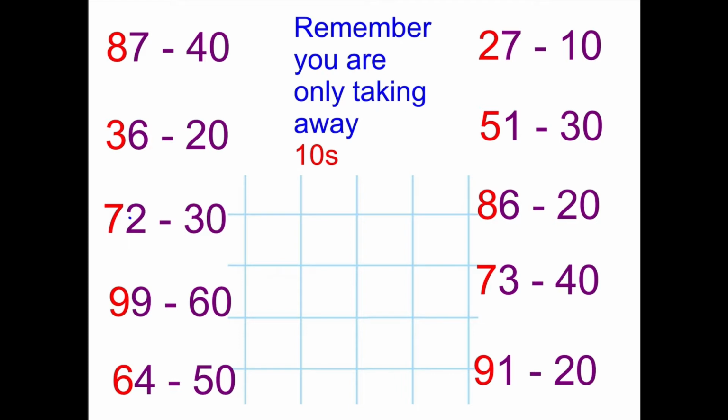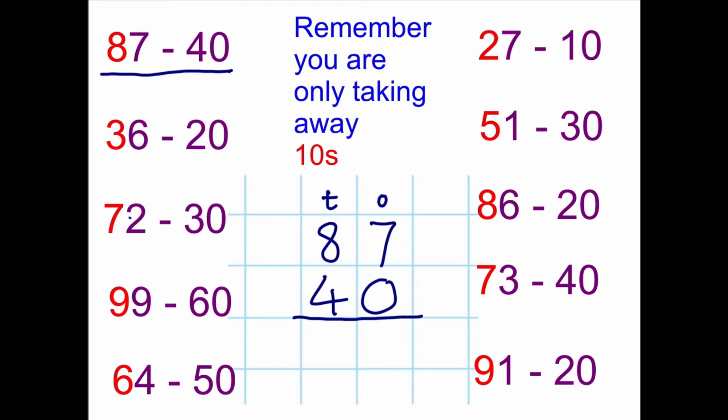So if we take the first one, 87 take away 40, you put the 87 at the top, and remember you can still write T for tens and O for ones if that helps you remember. And then we're going to put 40 underneath, and then we're going to draw a line there, and remember to write take away so you remember what you're doing, you're not adding. So we've got 7 ones, take away no ones, so you've still got the 7 ones. We're not ever taking any ones away today.